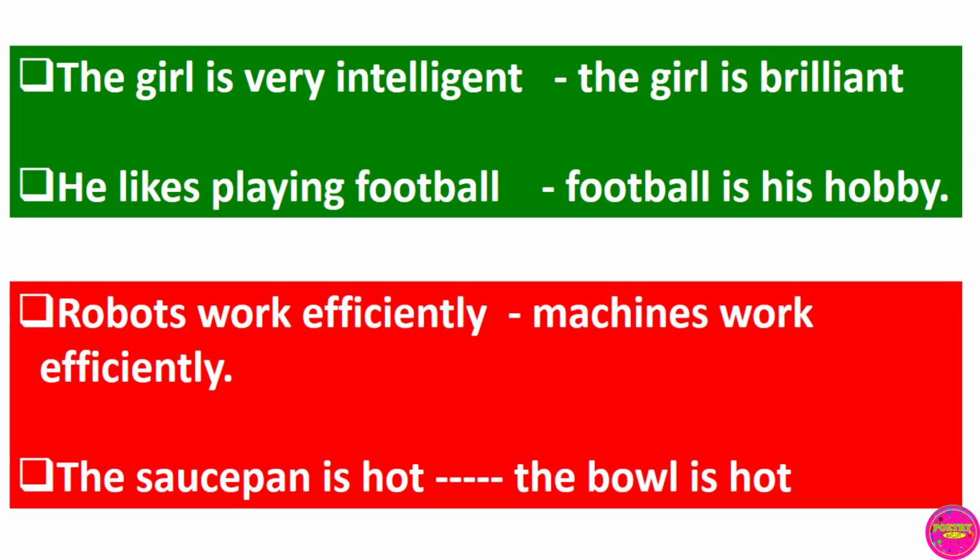But in sentences like, robots work efficiently and you decide to write machines work efficiently, you're going to be marked wrong. Or the saucepan is hot and you decide to write the bowl or the plate is hot. They are not the same, so you're going to be marked wrong. We're now going to answer a summary passage.